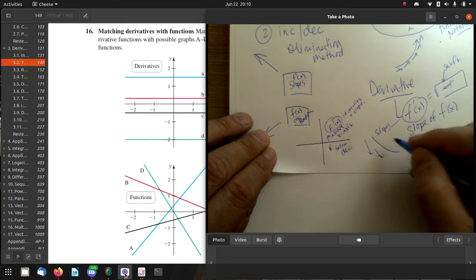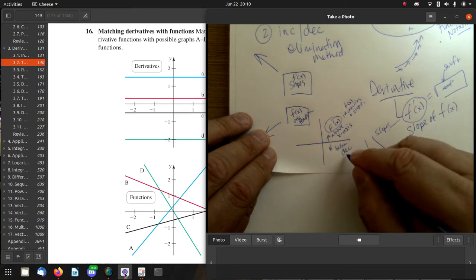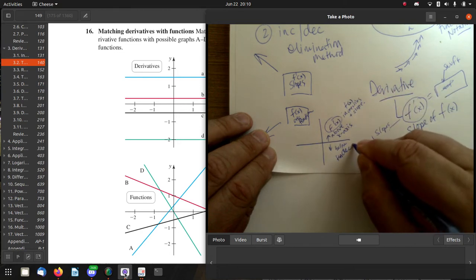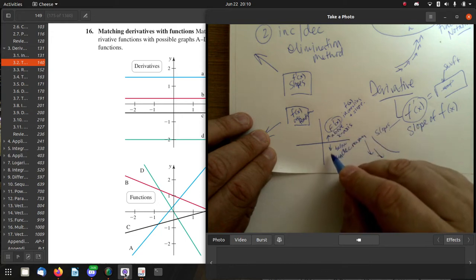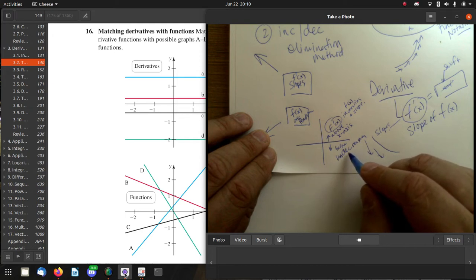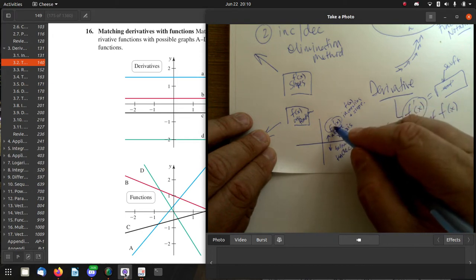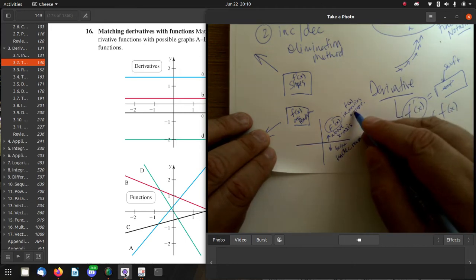So on f of x, f of x was increasing, or f of x is decreasing. So when the graph of f prime of x has stuff below the x-axis, we know that f of x is decreasing. When f prime has plots that are above the x-axis, we know f of x is increasing.